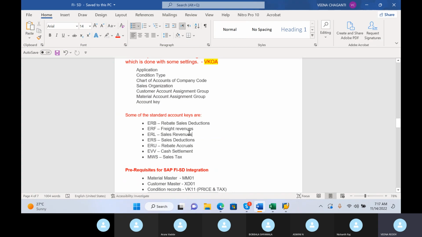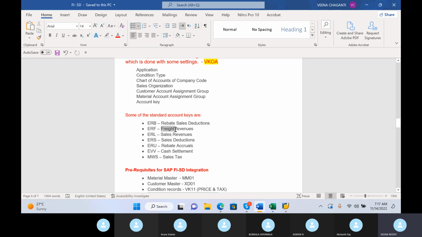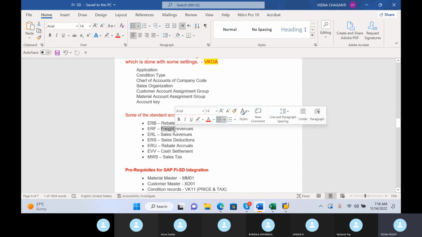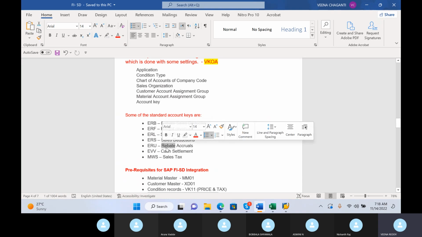Some examples given are ERB for rebate, sales deductions, and freight revenues. Freight is also some type of income when we sell the product, while on the purchase side it is an expense. Rebate deduction, sales deduction: rebate means we get income. Sales rebate means we get some rebate from the vendor. This is also a rebate, right? We will assign it here. Cash settlement and sales tax are also accounting keys.